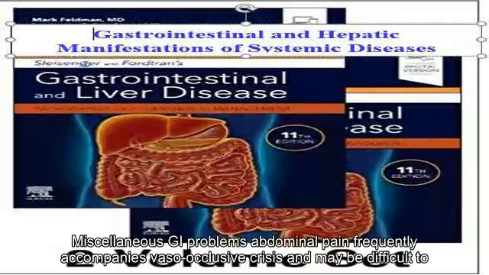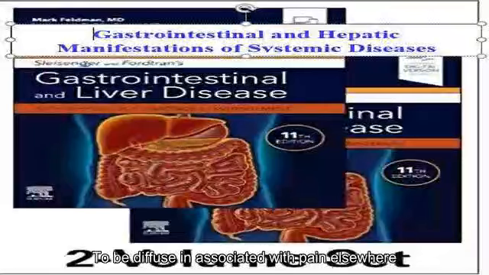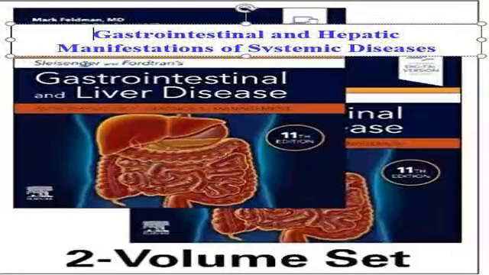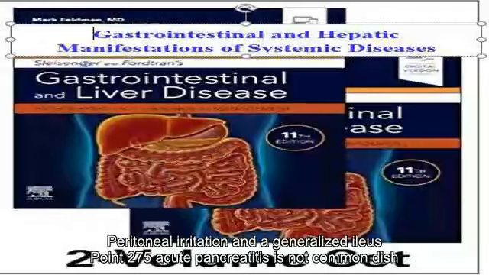Miscellaneous GI problems. Abdominal pain frequently accompanies vasoocclusive crisis and may be difficult to distinguish from acute abdominal disease. It tends to be diffuse and associated with pain elsewhere, such as in the limbs and chest. The pain of vasoocclusive crises is typically relieved with hydration and oxygen within 48 hours. The abdominal crisis is thought to be due to small infarcts of the mesentery and abdominal viscera causing severe pain, peritoneal irritation, and a generalized ileus.